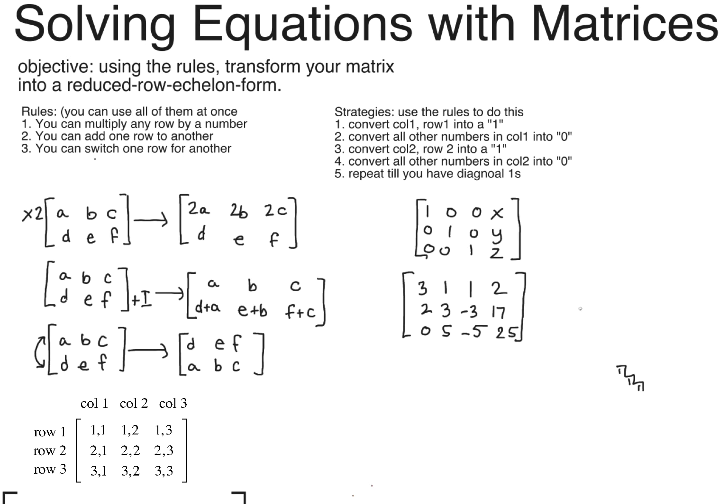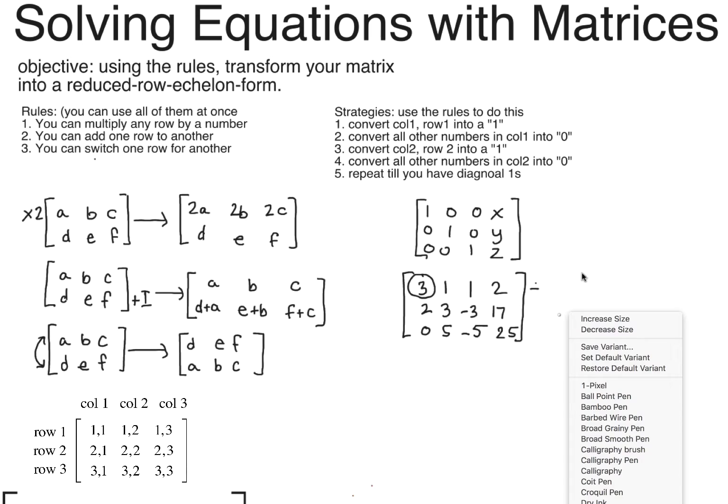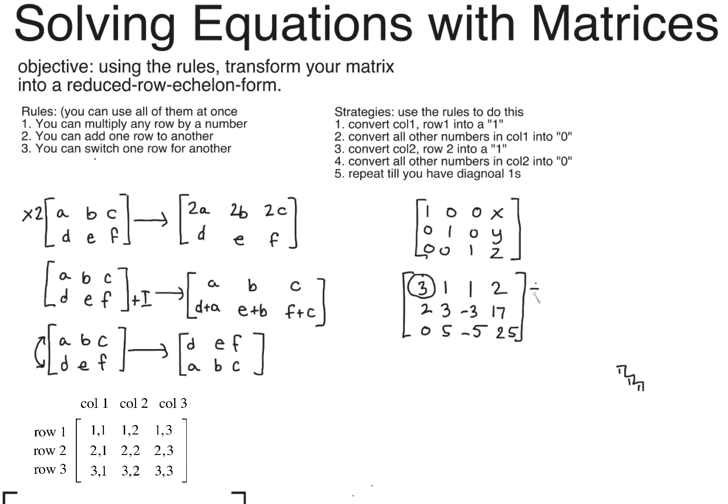Our first goal here is to get this guy here to become a 1. And so in this case, of course, our strategy would just be to divide this by 3, or we can do other operations. There's many ways to do it, by the way, just like in any math. But our point here, of course, is we want to turn this into a 1.